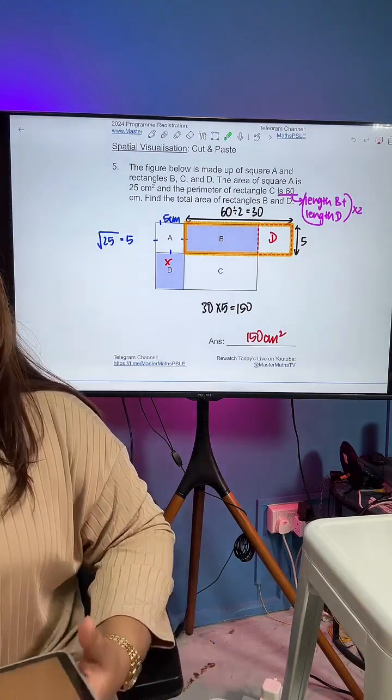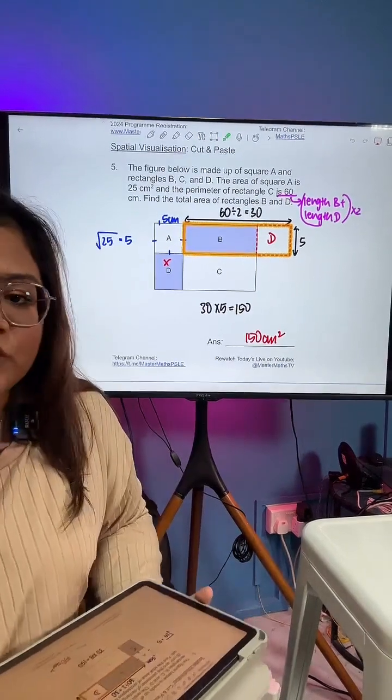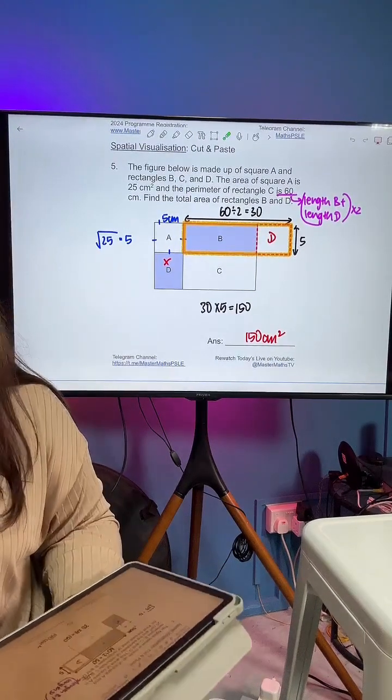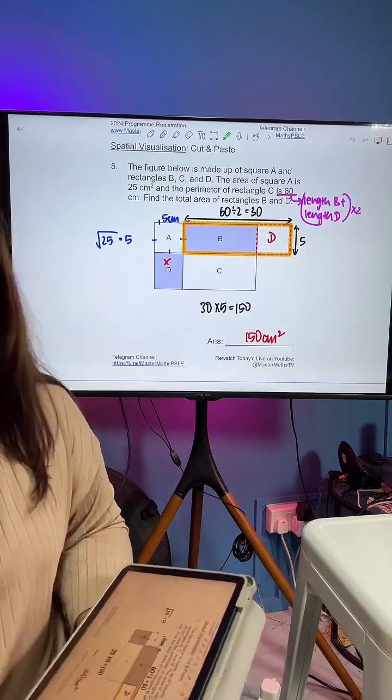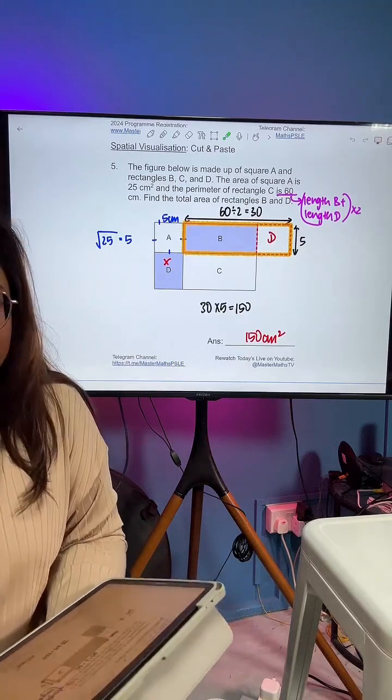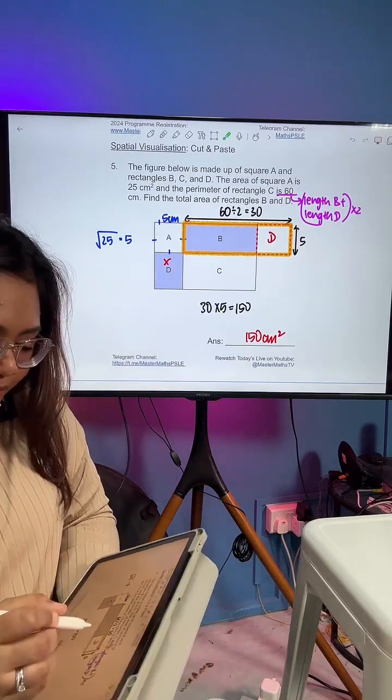What school worksheets do you recommend for P6? You can try all the school worksheets. Try all the school worksheets. Don't need to discriminate against schools. You can try all the worksheets. Okay? Alright, so try question 5 again.